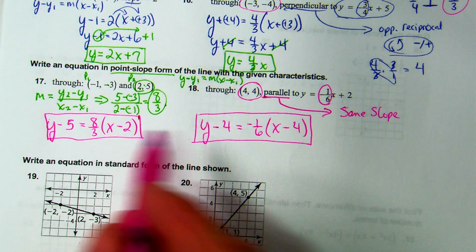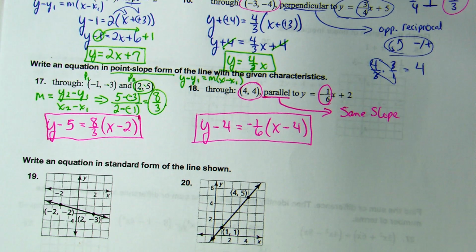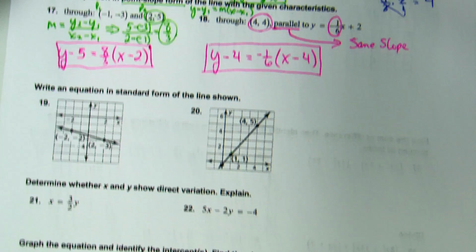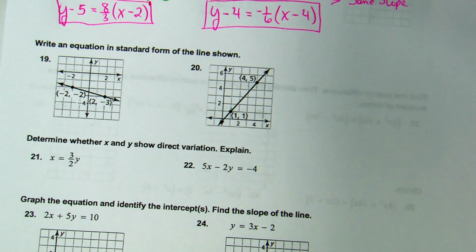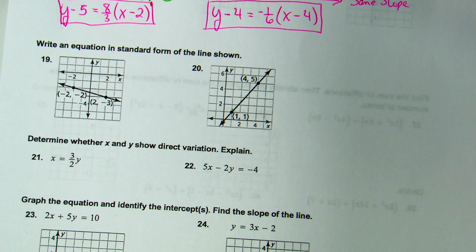Okay, this is in point slope form, so we don't have to change anything. We're done with 17 and 18. All right, number 19. Number 19, write an equation in standard form of the lines shown.